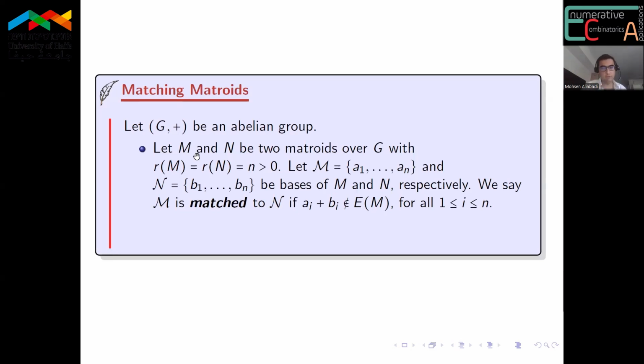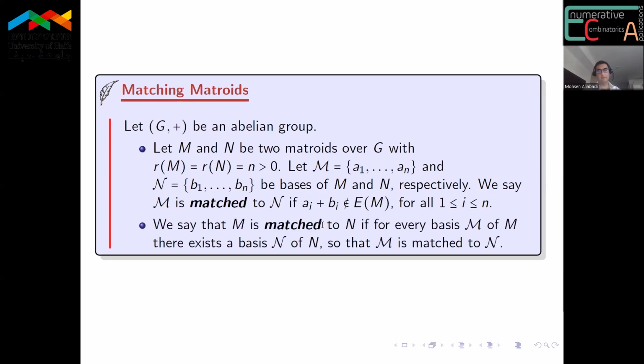First, we define matchability of matroids for the bases of matroids. When we are dealing with two matroids M and N of the same rank, assuming that this fancy M is a basis of the first matroid and this fancy N is a basis of the second matroid, we say the basis M is matched to basis N if we meet this condition: a_i plus b_i is not an element of the ground set of the first matroid. And of course, here we are assuming that we are dealing with ordered bases.